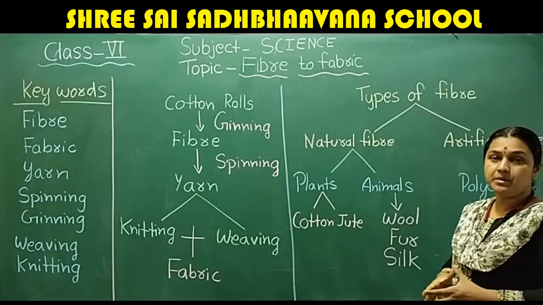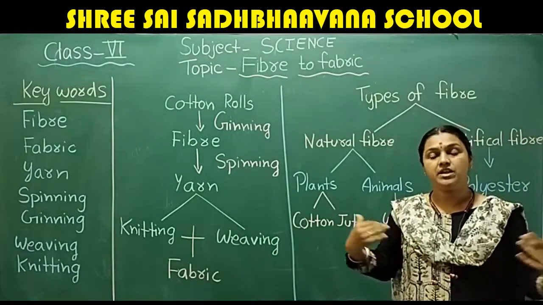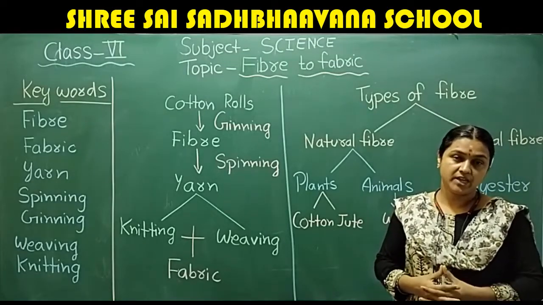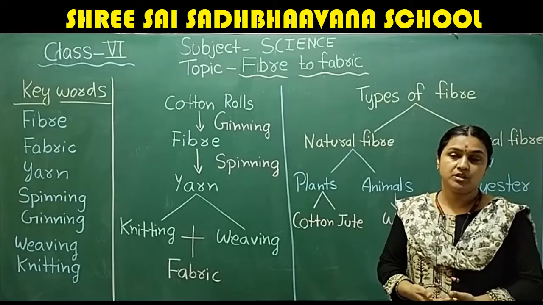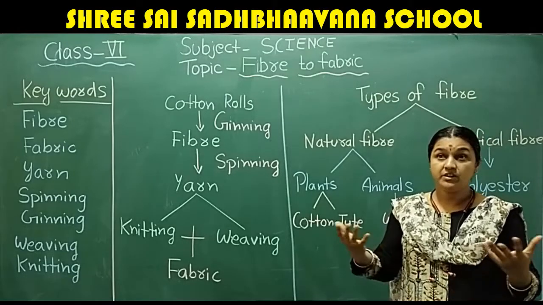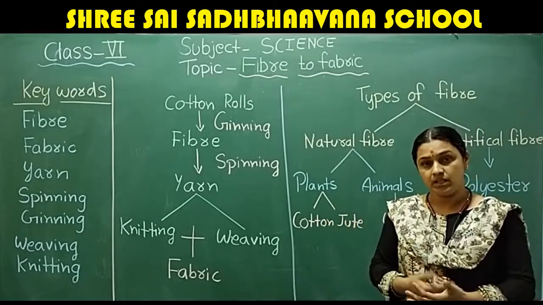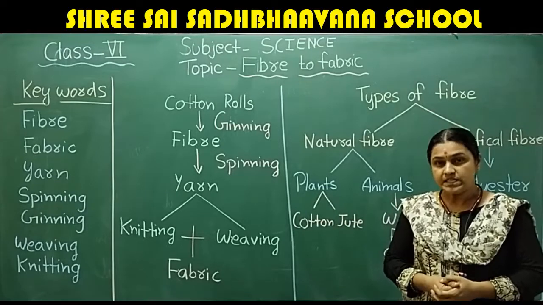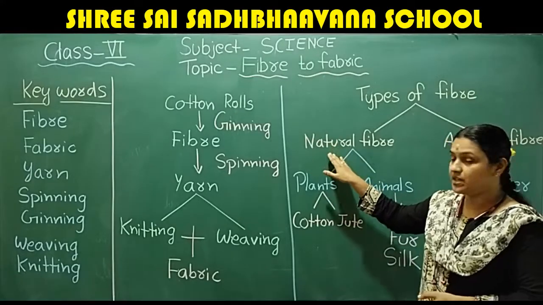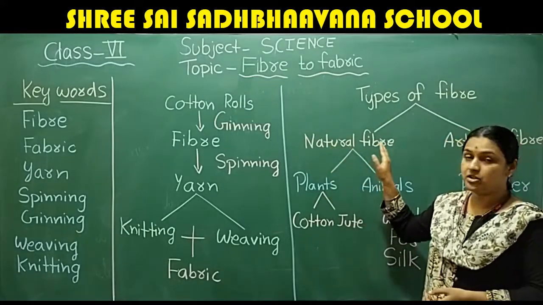Now, what does natural fiber mean? We all know that the things present in nature are called natural. From nature we get fruits, vegetables, fresh air, and sunlight. These are the natural things around us. In the same way, fiber can also be extracted from these natural sources, and they are called natural fibers.